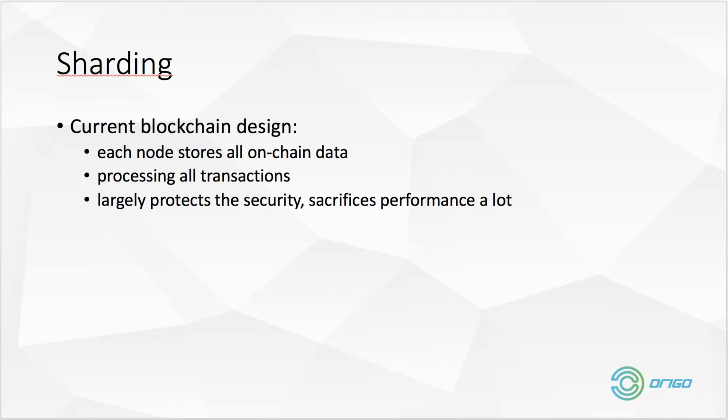The reason why we need sharding is that current blockchain design focuses on each node storing all of the on-chain data, and all of the nodes need to process all the transactions, having the ability to process all the transactions. It largely protects security, but it sacrifices performance a lot.